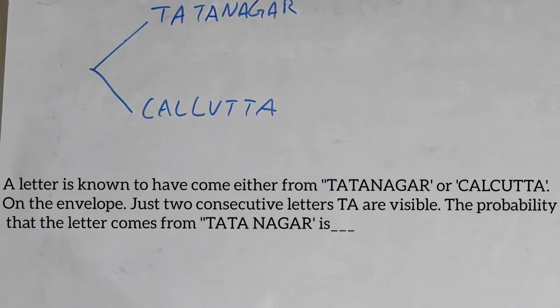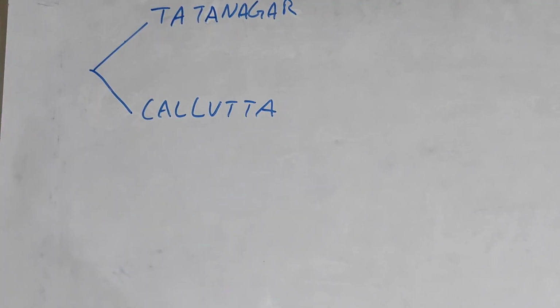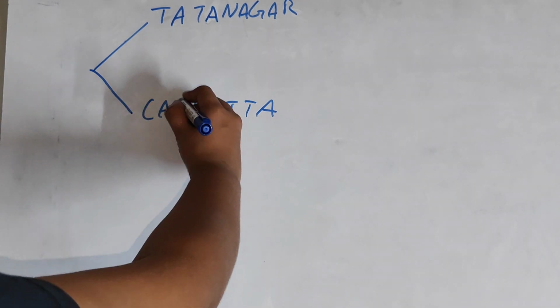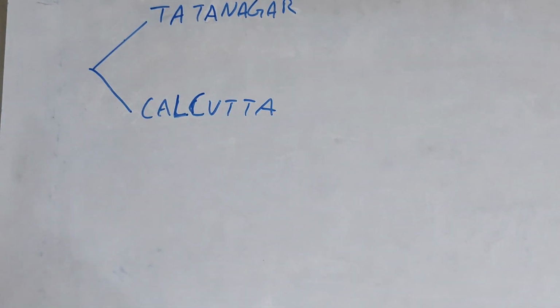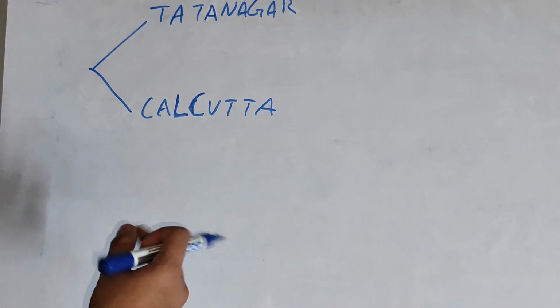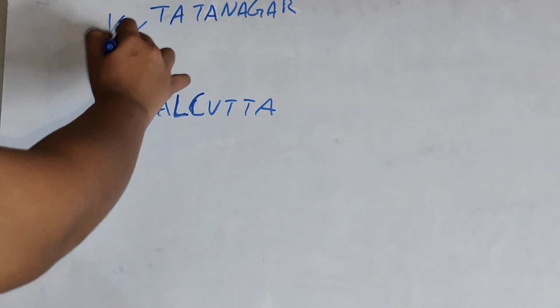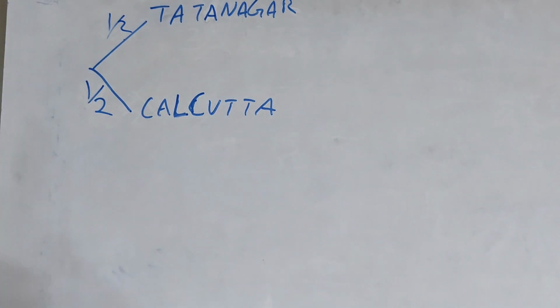So this is another good question. A letter is known to have come from either Tatanagar or Calcutta. On the envelope, just 2 consecutive letters TA are visible. The probability that the letter has come from Tatanagar. So I've written Tatanagar and Calcutta. This is T and that is C. And the probability of a letter coming from either Tatanagar or Calcutta is 1 by 2 each respectively.